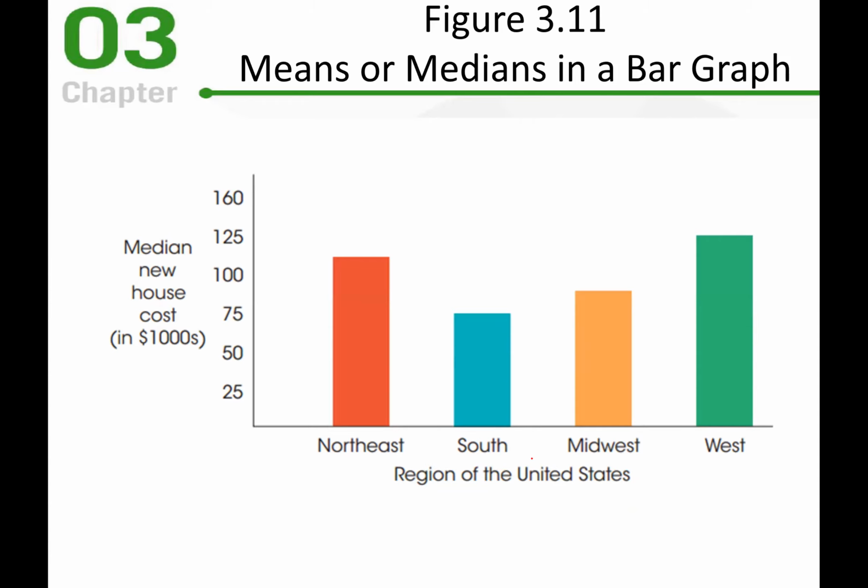And so this one is saying, hey, median new houses in the Northeast, the median cost in the thousands is about 115,000, somewhere in the middle here. For those homes in the West, the median new house cost is about 125,000. That's how you would interpret the means and the medians in a bar graph.